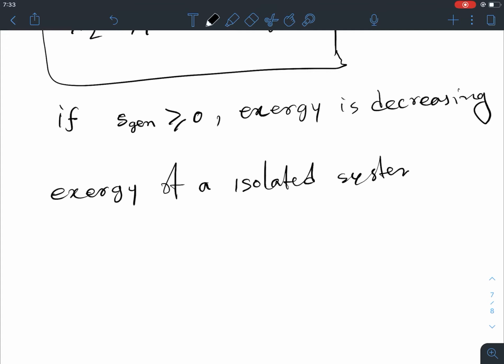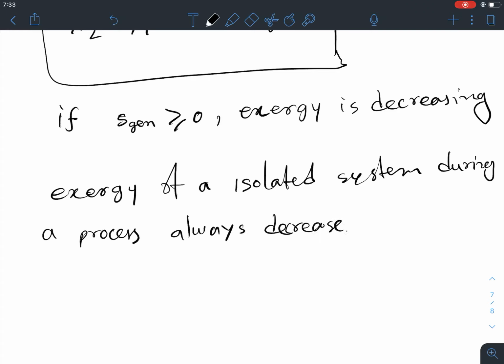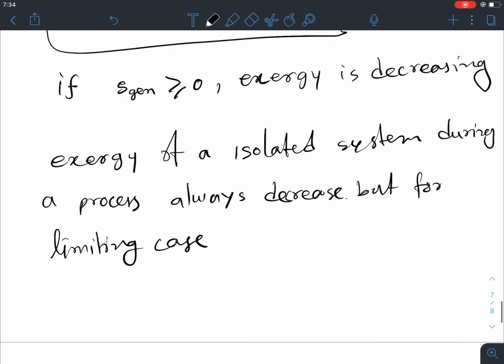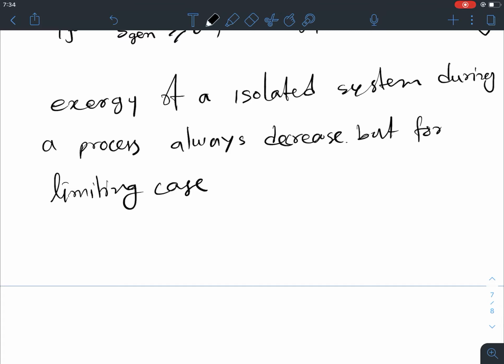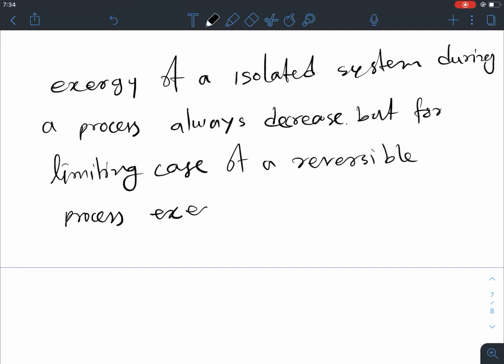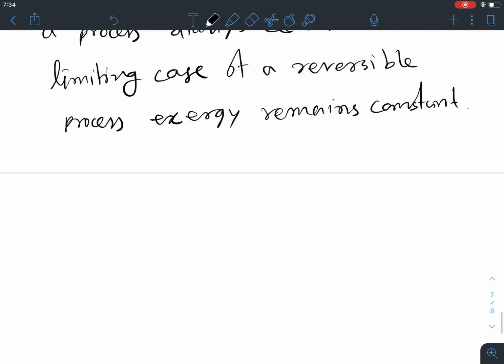Exergy of an isolated system during a process always decreases, but for the limiting case of a reversible process, exergy remains constant.